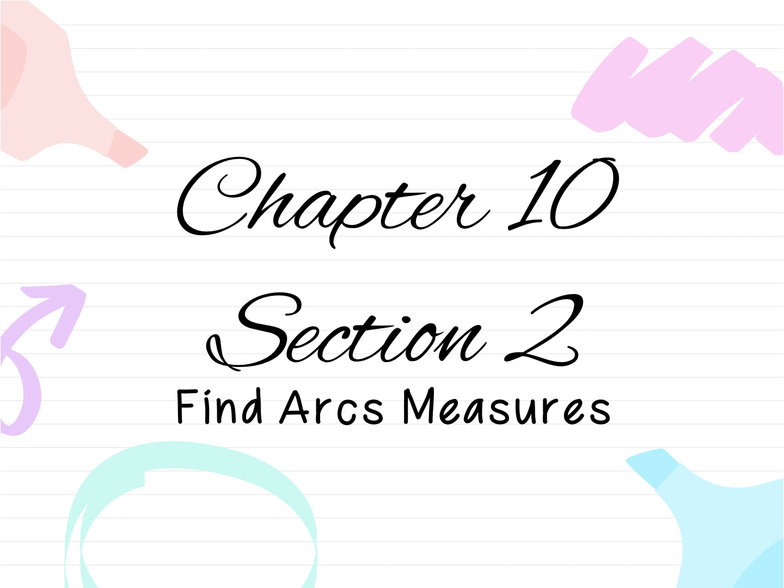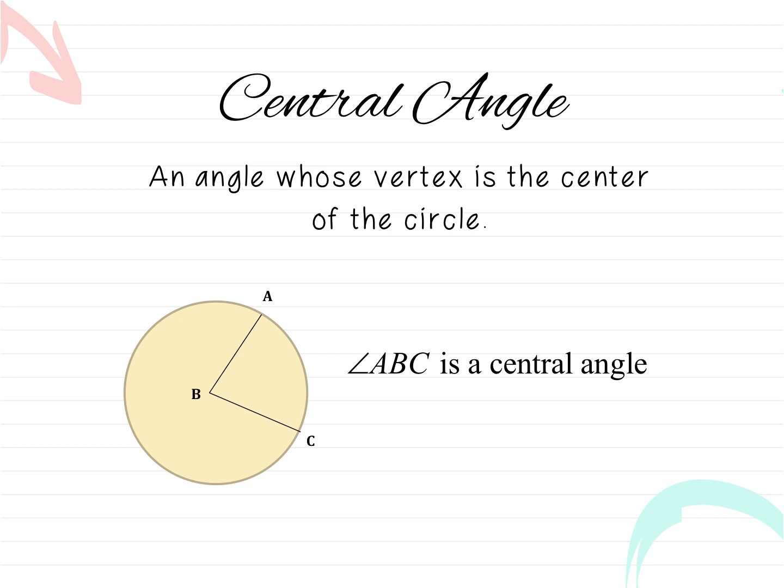All right, looking at this, we're covering arcs. This is central angle. This just means your vertex is meeting at the center of the circle. So when you're looking at this, your vertex is the point where the 2 lines meet, and it's meeting at the center of the circle.